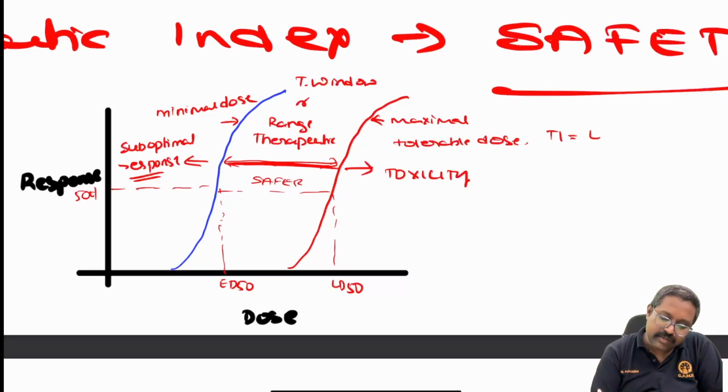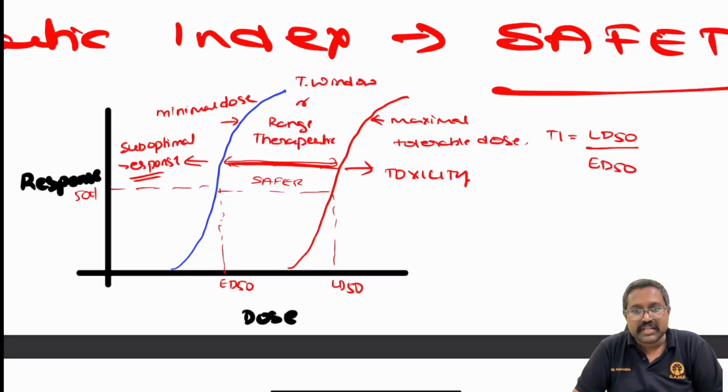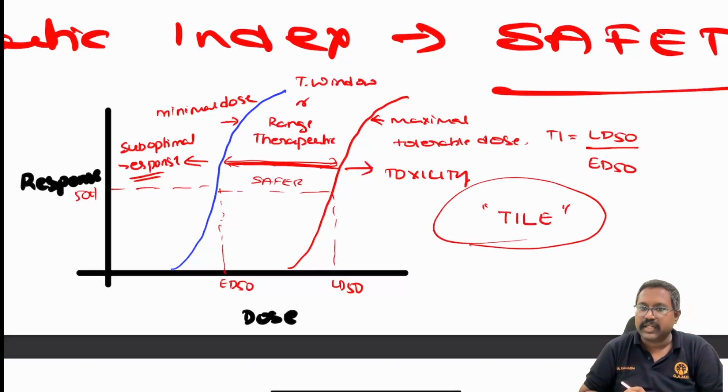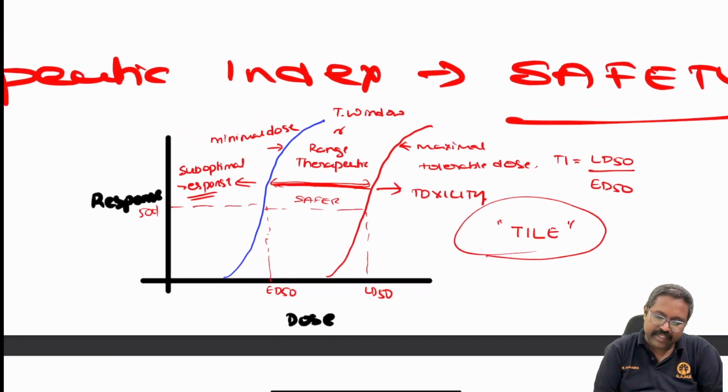So how to calculate? TI is equal to LD50. It is the dose at which 50% of the population has a lethal effect. It is a lethal dose, meaning a dose at which 50% of individuals will have side effects. Whereas effective dose 50 means a dose at which 50% of individuals will have the effective or beneficial response. So how to remember this? Please remember the formula TILE. TILE will be the mnemonic that you need to remember. Is that clear? Fine.